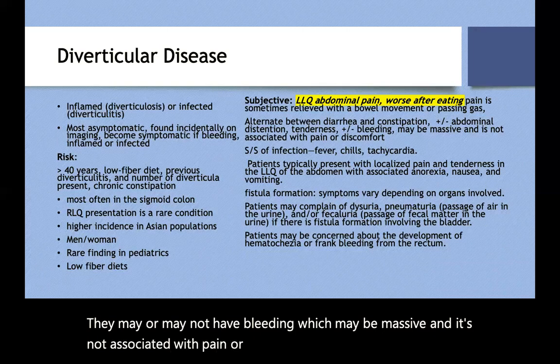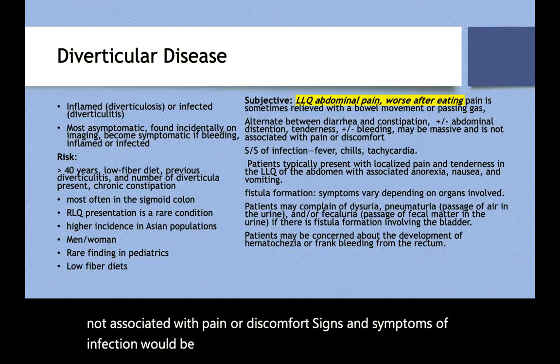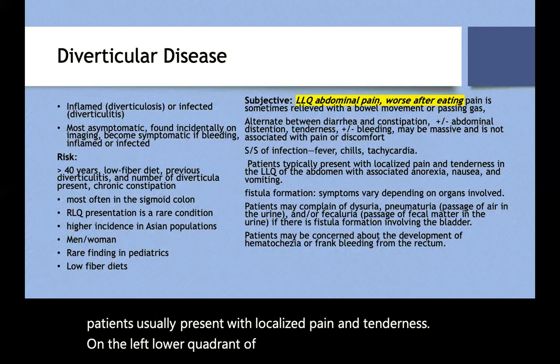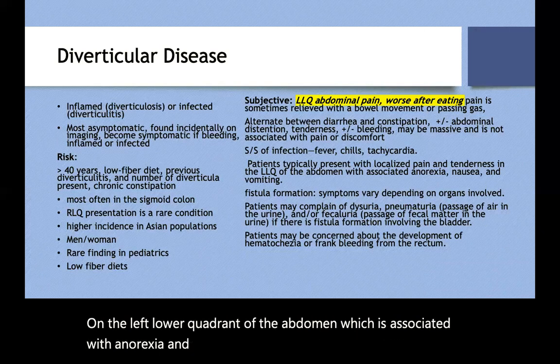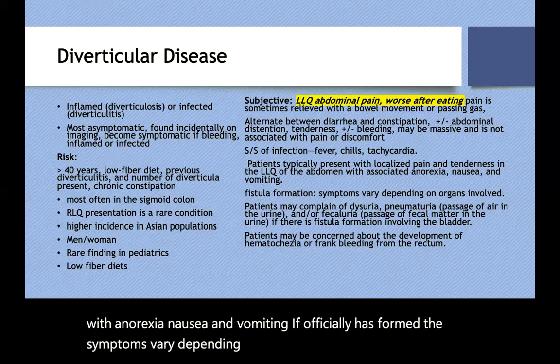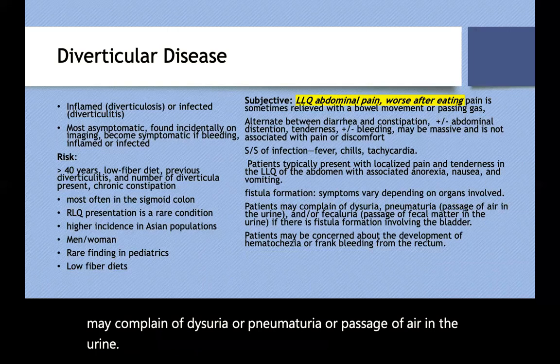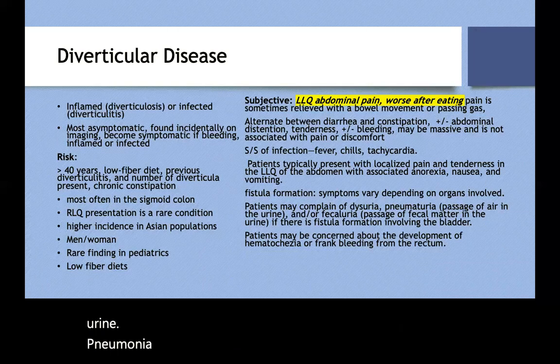Signs and symptoms of infection would be obviously fever, chills, and tachycardia. The patients usually present with localized pain and tenderness in the left lower quadrant of the abdomen, which is associated with anorexia, nausea, and vomiting. If a fistula has formed, the symptoms vary depending on the organs involved. The patient may complain of dysuria, pneumaturia, or passage of air in the urine, and or fecaluria, which is passage of fecal matter in the urine.